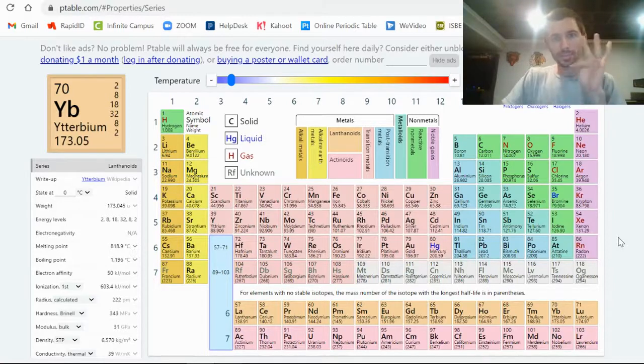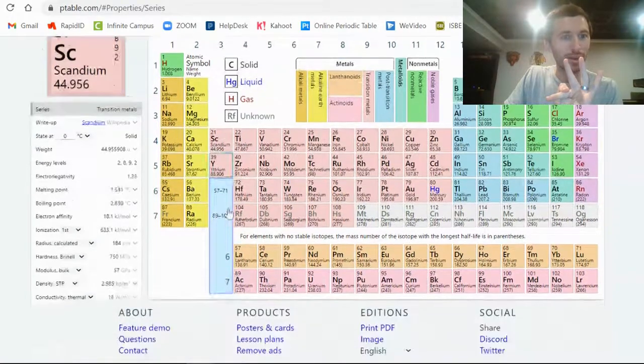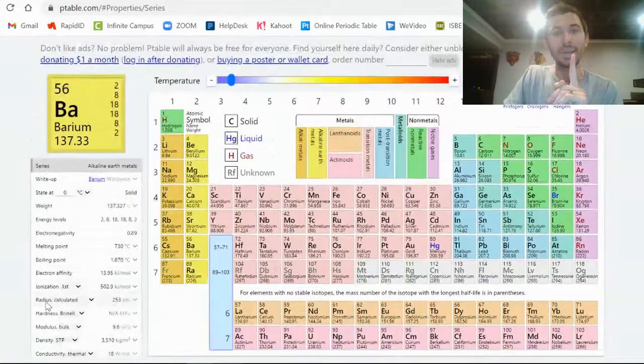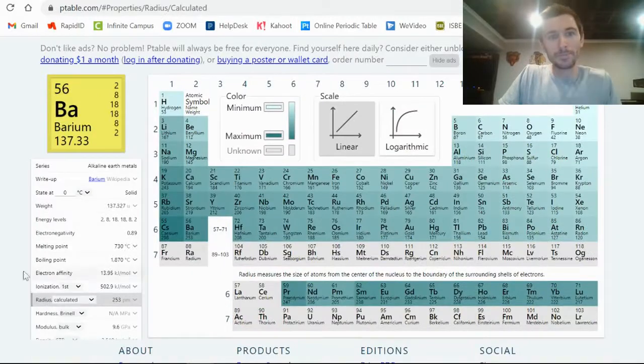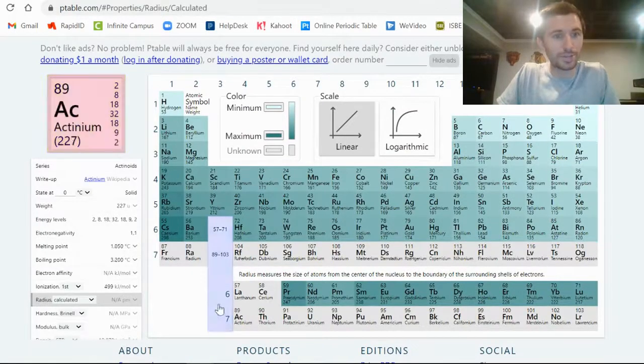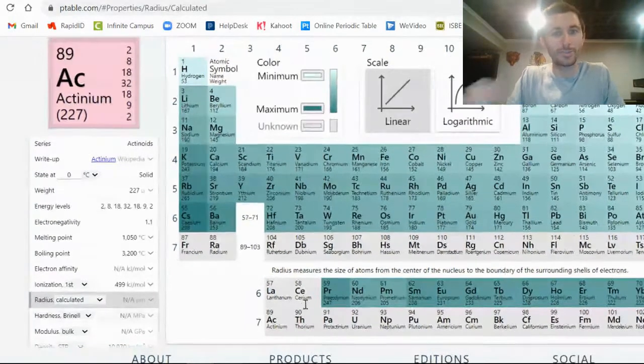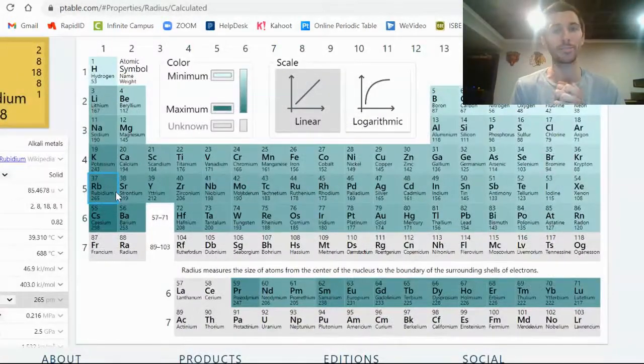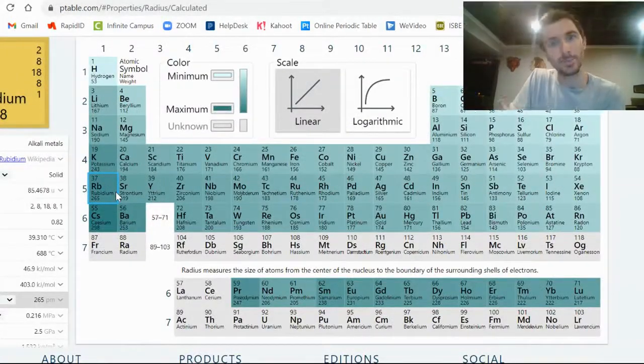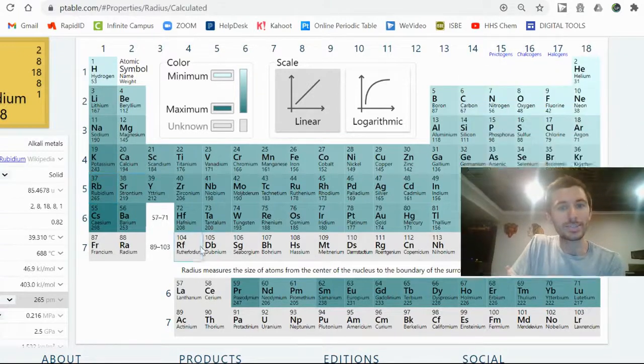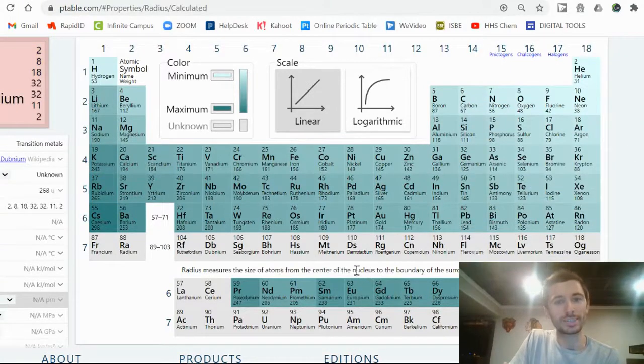Okay, the three trends we focused on. You can check my screen here. The first one was the atomic radius. So on the p-table site, I'm just going to click on atomic radius down here, and I actually get a good visual of the radii of each atom on the p-table, at least most of them. So again, the radius definition here says the size of atoms from the center of the nucleus to the outside. I just focus on it being the size of the atom, period. That's what I think about.